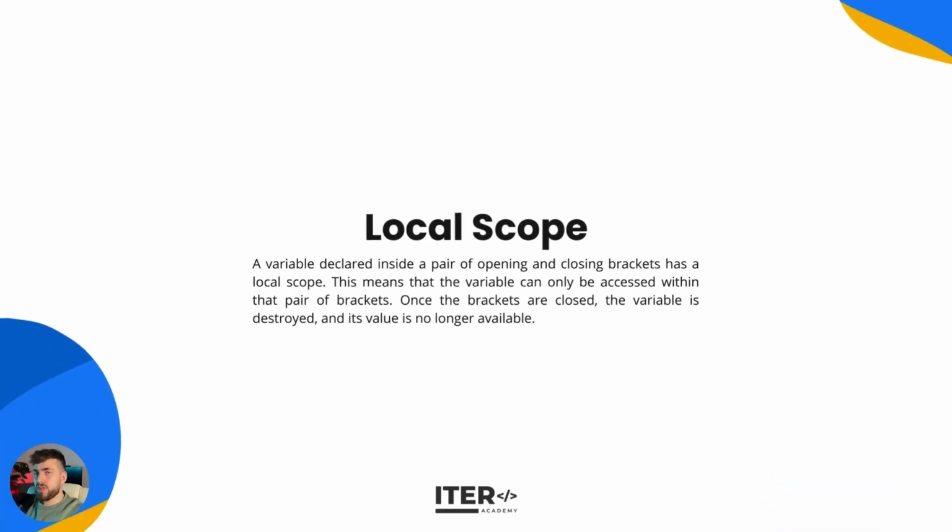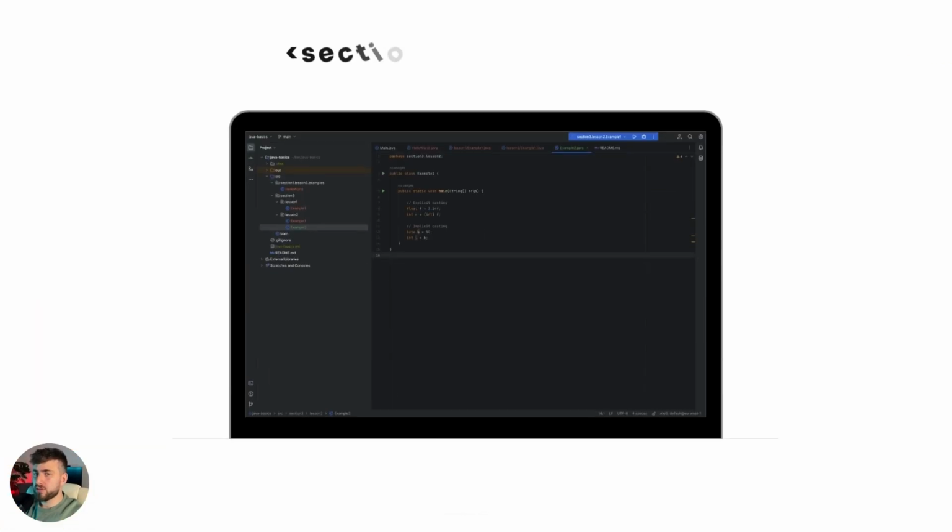Local scope: a variable declared inside a pair of opening and closing brackets has a local scope. This means that the variable can only be accessed within that pair of brackets. Once the brackets are closed, the variable is destroyed and its value is no longer available.